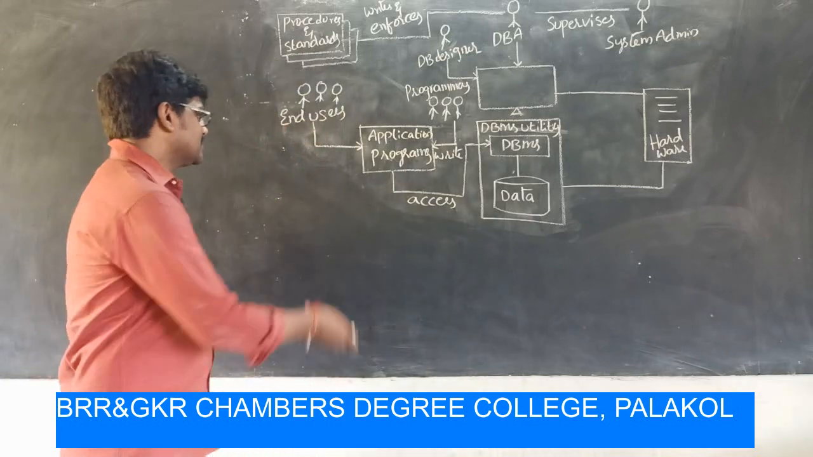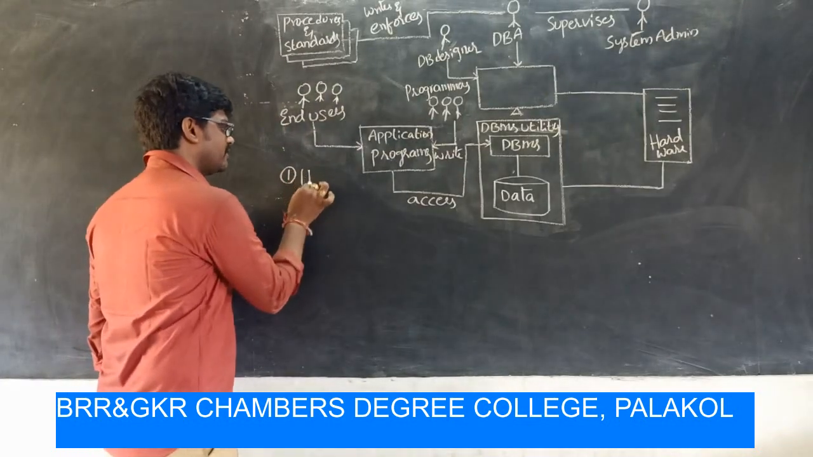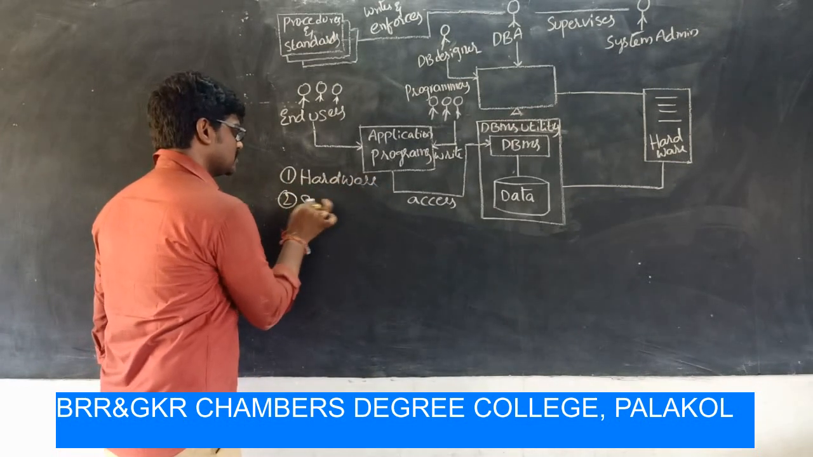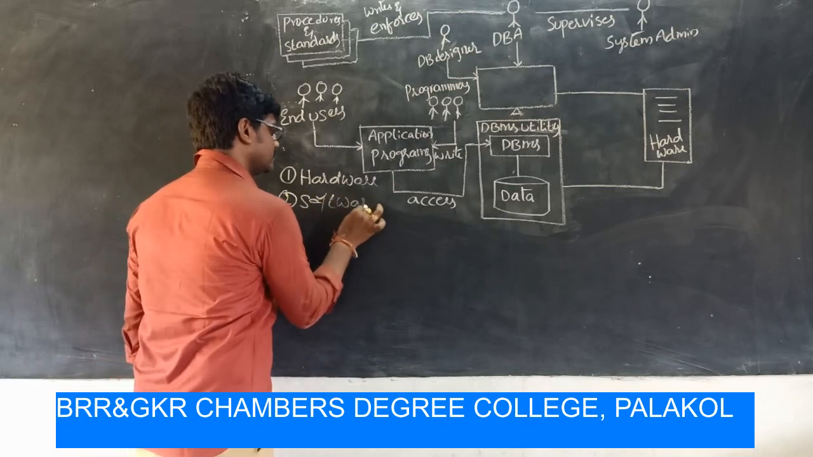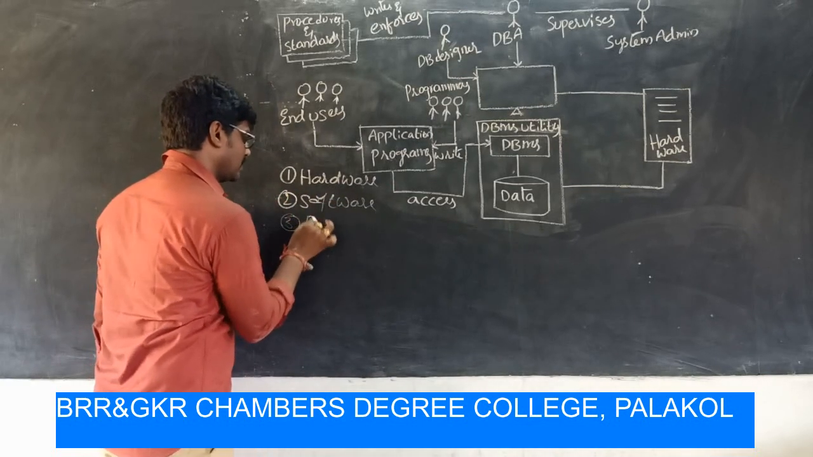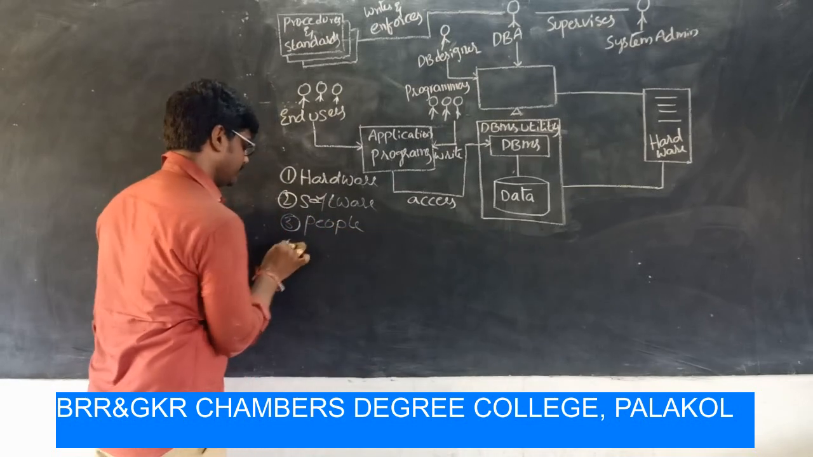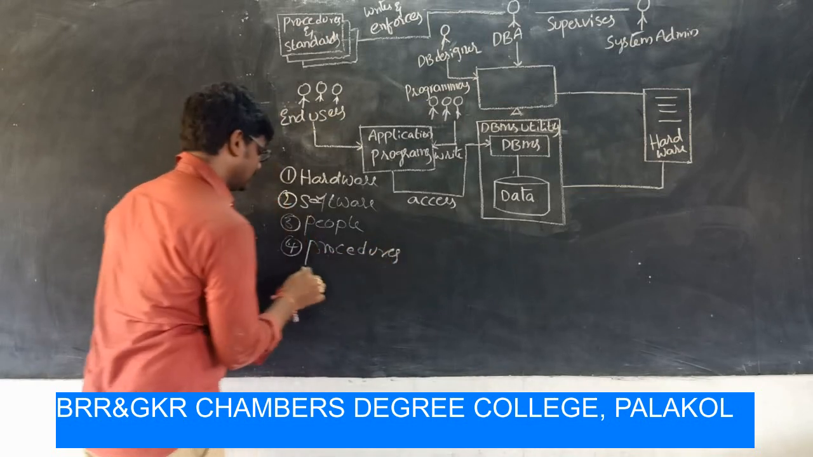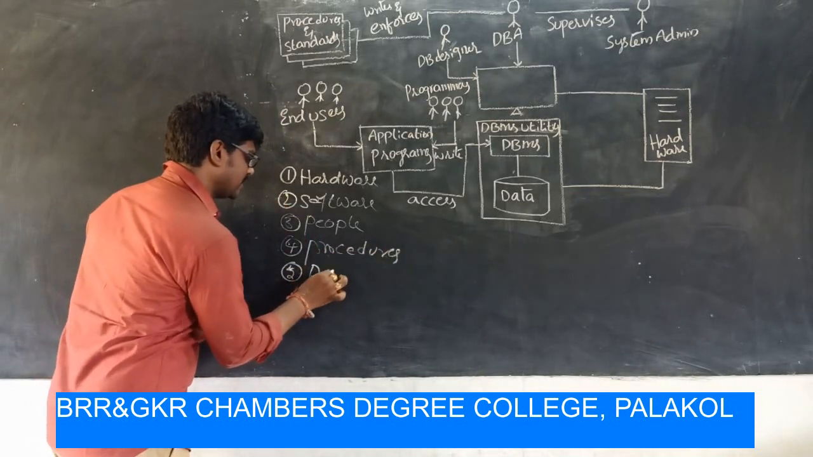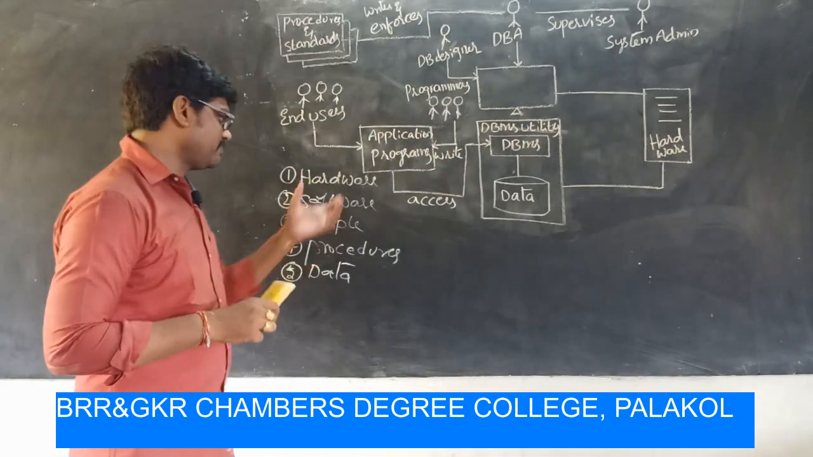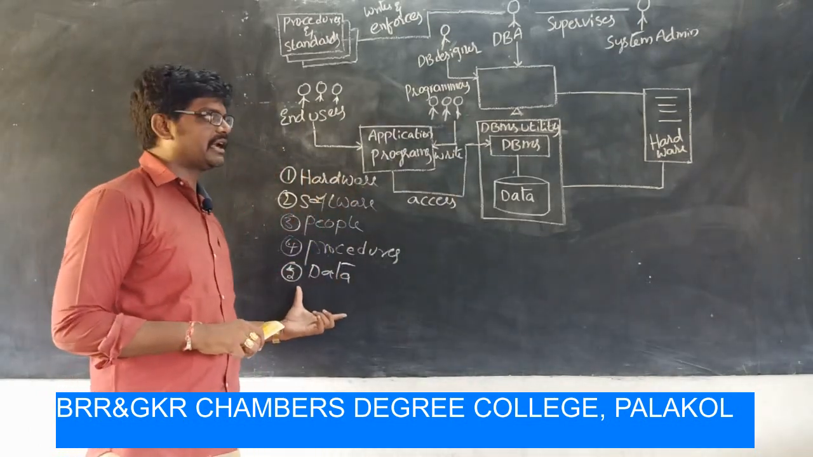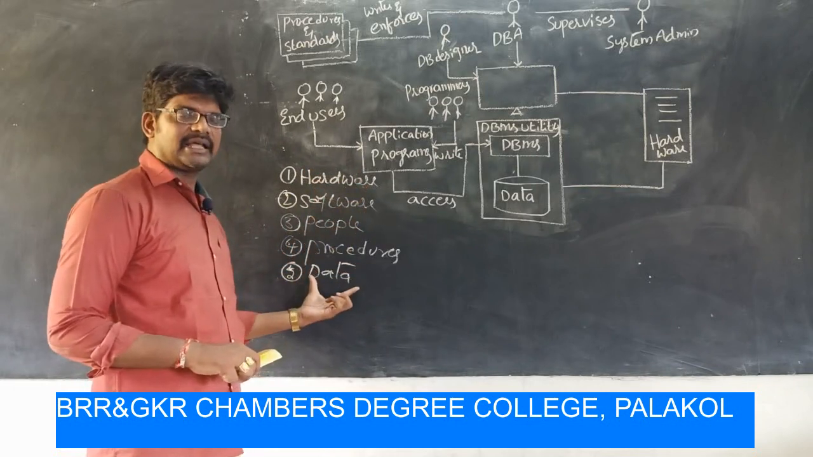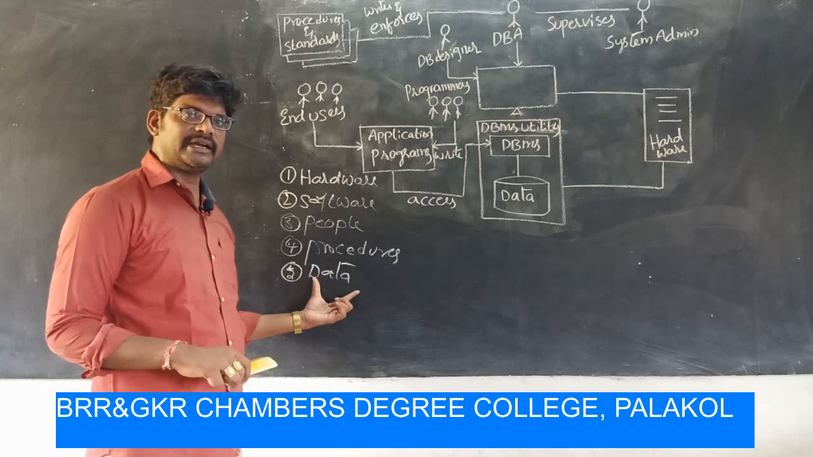There are majorly 5 different components of the database system environment. What are they? One is the hardware, software, people, procedures and data. So there are majorly 5 different components of the database system environment: hardware, software, people, procedure and data. Let us discuss each and every component in detail.